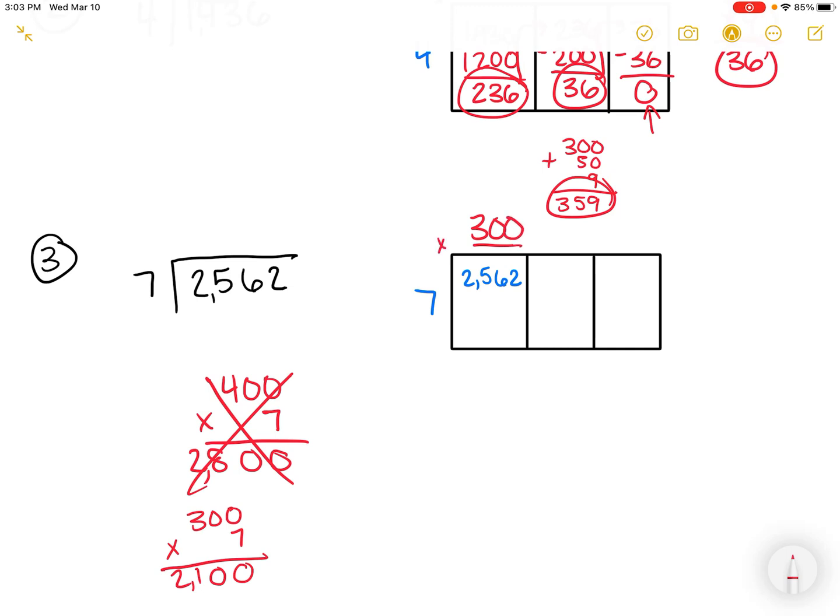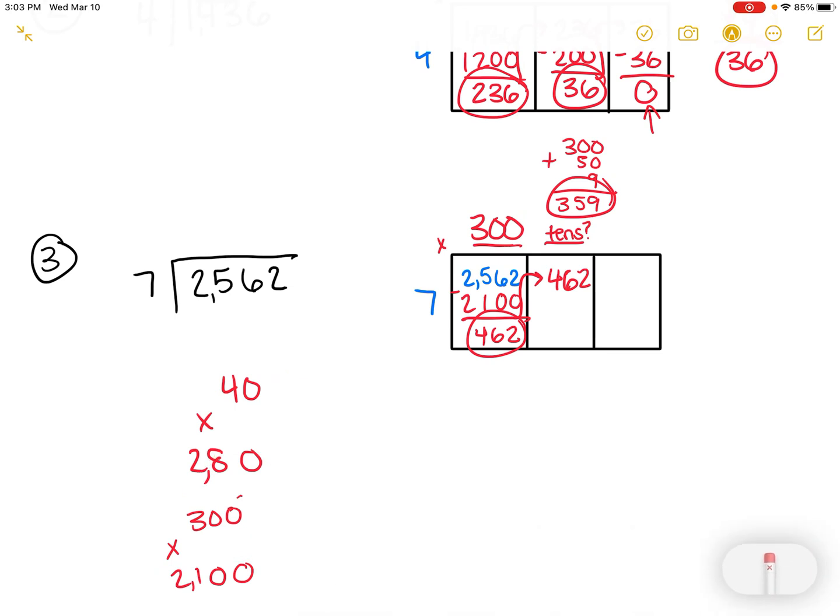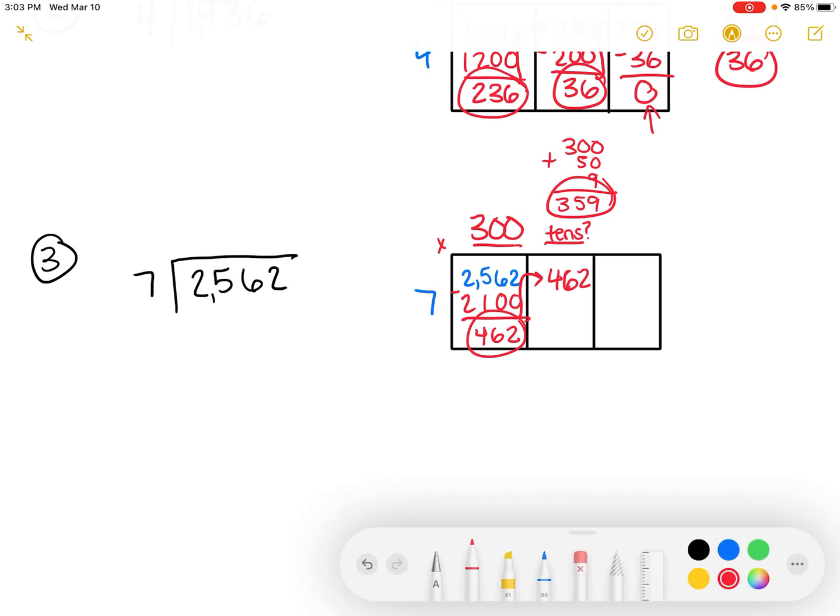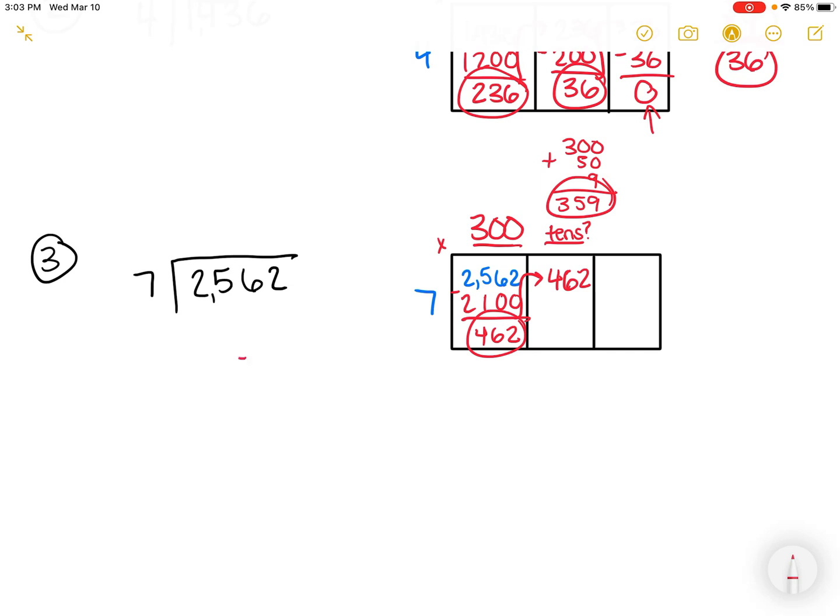Then we're going to multiply, so 300 times 7 is 2,100. Then I need to subtract. So I'm left over with 462 that I'll scoot to the next side. And now we need to see how many tens do we need. So that means 10, 20, 30, 40, 50, and so on. So I'm going to start with 50.